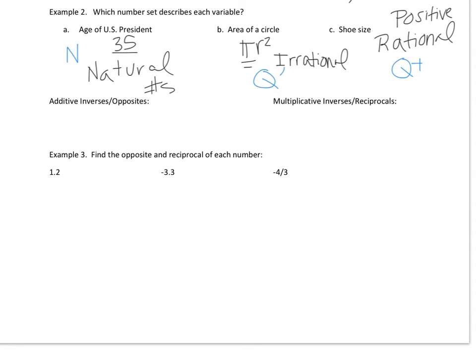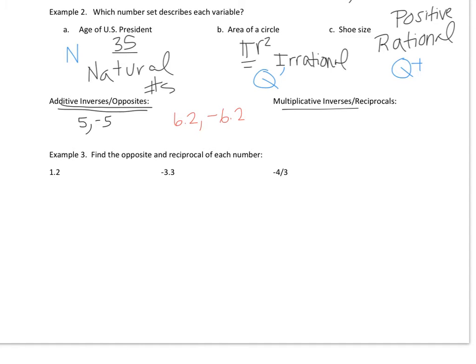Additive inverses and opposites. So additive inverse is the same thing as an opposite. So if you have 5, the additive inverse or opposite of it is negative 5. Because when you add these two, you get 0. The opposite of 6.2 is negative 6.2.